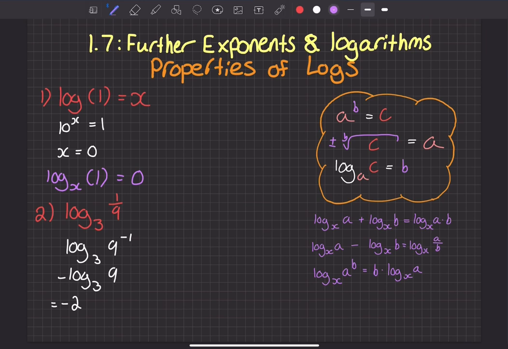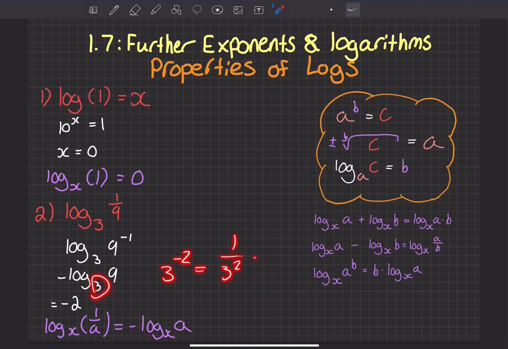So very simple. Again, another property is that log base x of 1 over a number is basically minus log base x of just the normal number. And again, we know that 3 to the power of minus 2 is basically 1 over 3 squared, which is 1 over 9, right? So we know that it is a negative answer. Anyways, that's our second property.